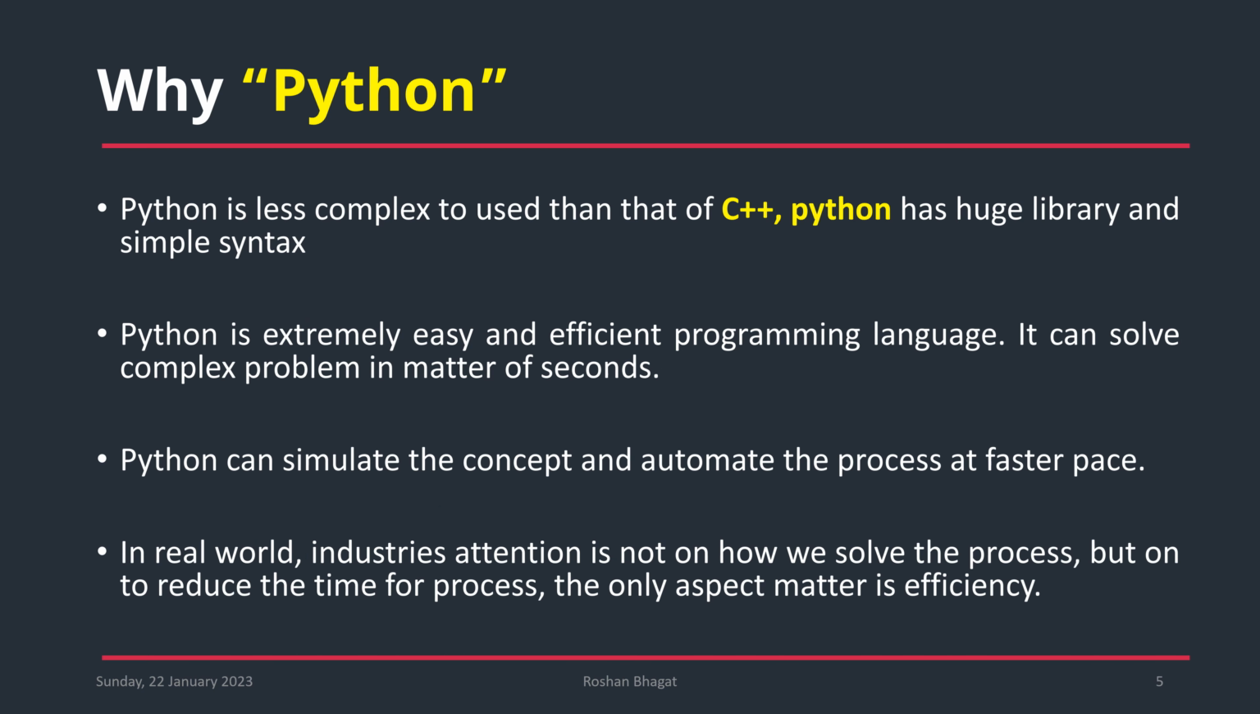So why use Python? Python is less complex to use than C++. Python has a huge library and the syntax is quite simple. Python is an extremely easy and efficient programming language. It can solve complex problems in a matter of seconds. Python can simulate the concept and automate the process at a faster pace. So that is one advantage of why Python is being used.